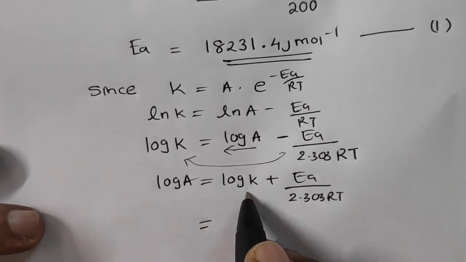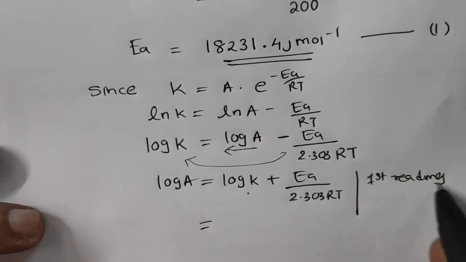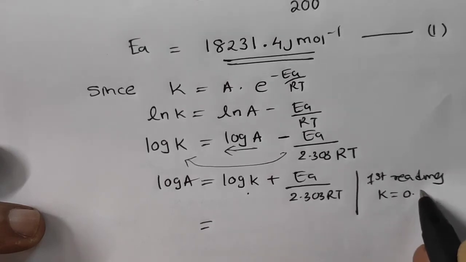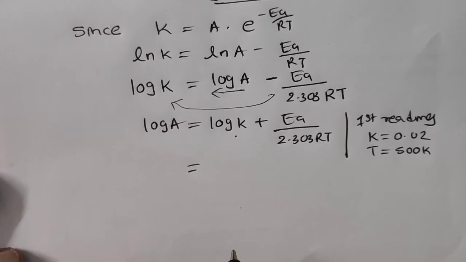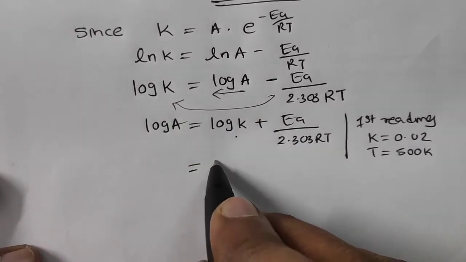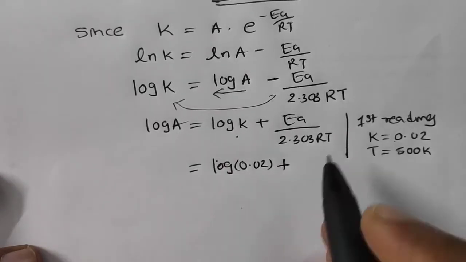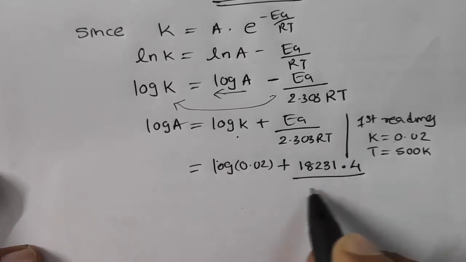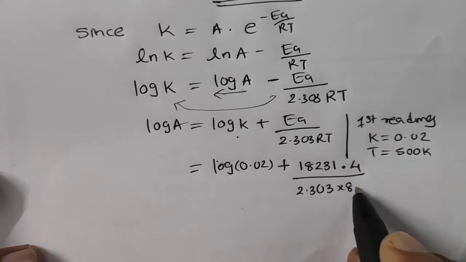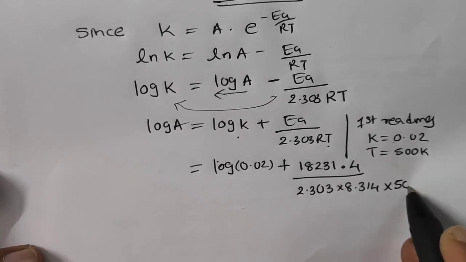So in this case, I will take the first reading. If you remember, for the first reading K was equal to 0.02 and temperature was equal to 500 Kelvin. So this is what we will calculate. Log K means log of 0.02, plus EA, which we got as 18231.4, divided by 2.303 into 8.314 into temperature, which we take as 500.